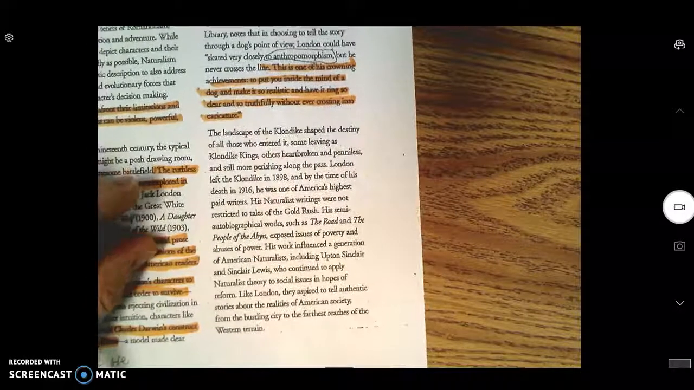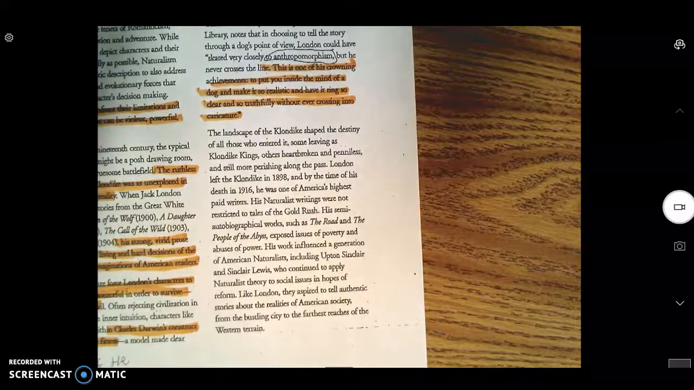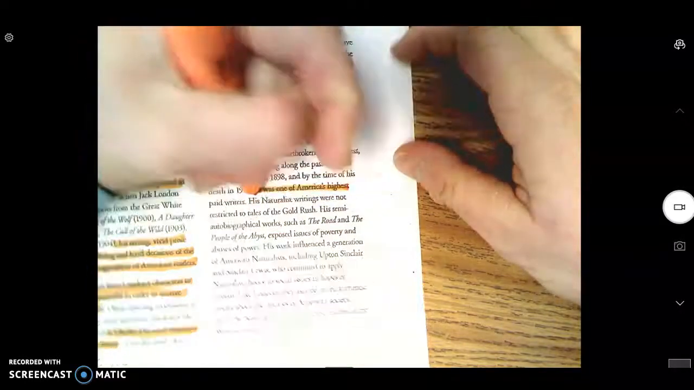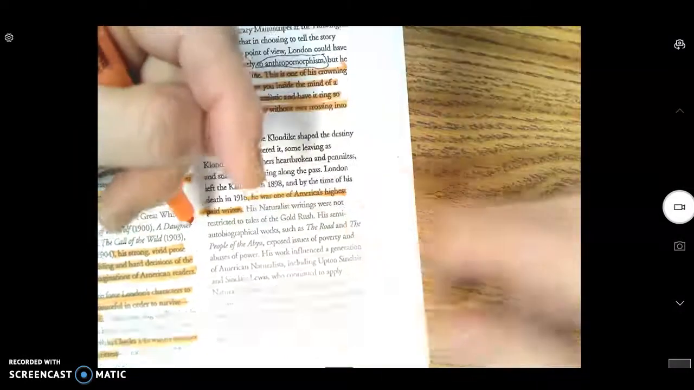Alrighty, so the last paragraph says, the landscape of the Klondike shaped the destiny of all who entered it, some living as Klondike kings and others heartbroken and penniless, and still more perishing along the paths. London left the Klondike in 1898, and by the time of his death in 1916, he was one of America's highest paid writers. Ooh, yeah, how about that? I'm going to come back to that idea in just one second.